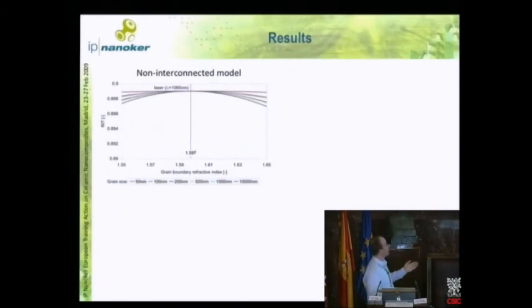So we calculate first for the non-interconnected model. We have a lot of isolated defects in the material, and we can see that for different grain sizes, we don't change a lot because our refractive index will actually be here. So there's not a lot of change in the real inline transmittance as a function of the grain size.